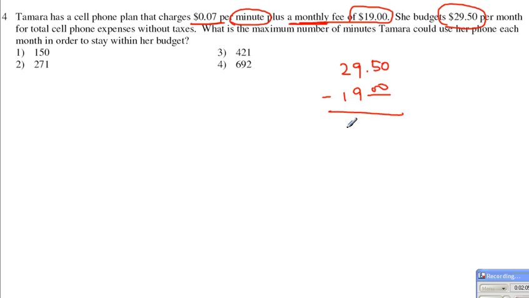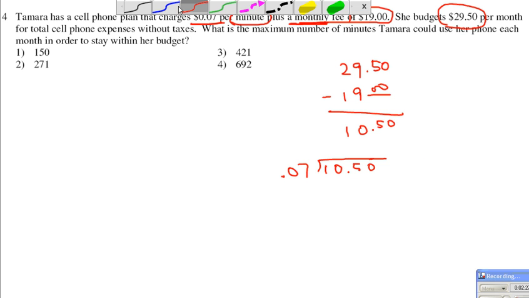So here we end up having 10.50. So now what we'll be doing is dividing 10.50 by 7 cents. Of course, we can do this one with the calculator if you wanted to, or you can just do this one by hand, and it doesn't matter which way. So we end up getting 1 and then 5, so 150 becomes our answer.